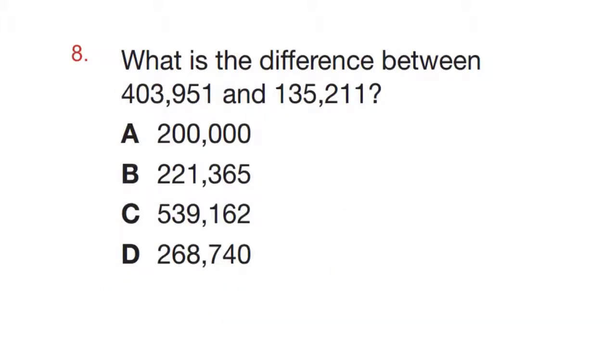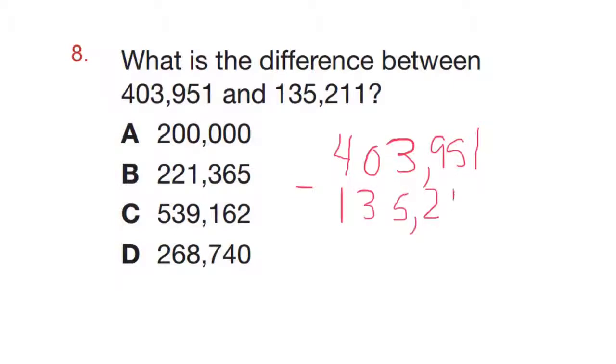What is the difference between 403,951 and 135,211? We're looking for difference. The difference is a subtraction problem. So we set up the problem 403,951 minus 135,211, and we subtract. So 1 minus 1 is 0, 5 minus 1 is 4, 9 minus 2 is 7, comma.